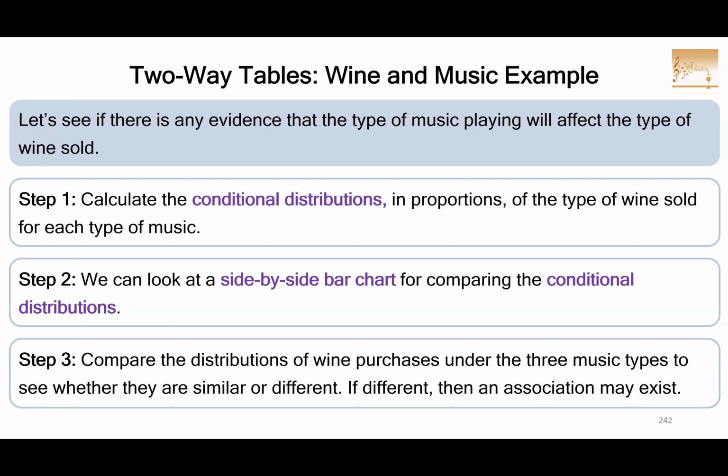So we're going to compare the distributions of the wine purchases under the 3 music types, and see whether or not they're the same as each other, or if they're different. And if so, an association may exist. Wording wise, an association existing means wine sales were impacted by music being played. And specifically, since they set this up as a randomized experiment, they could say that the music played caused this difference.